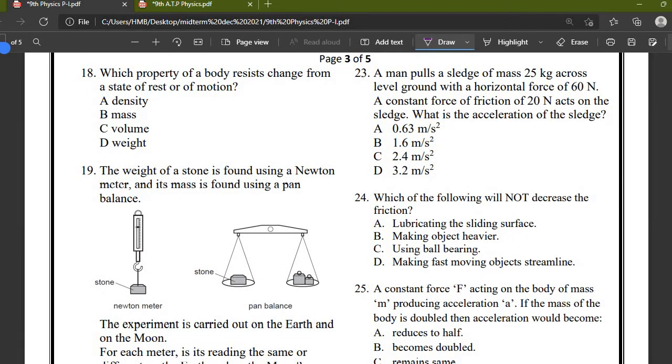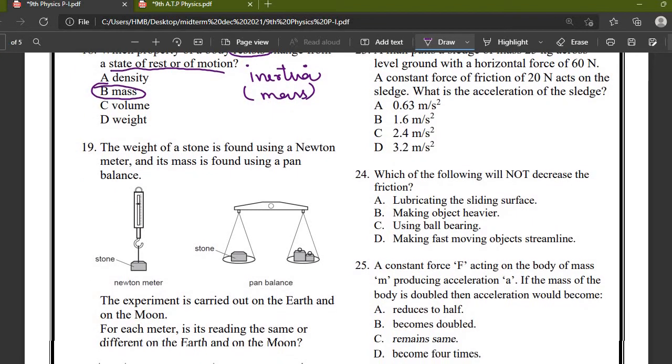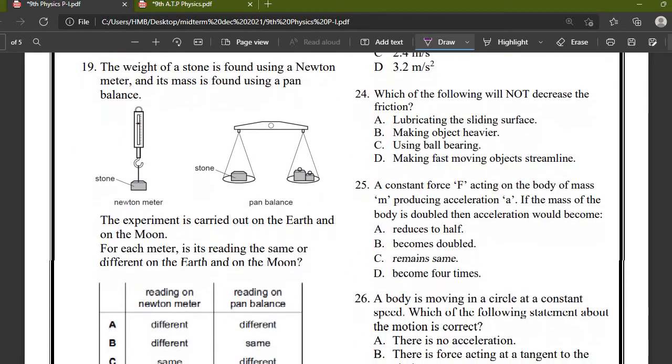Which property of the body resists the change from the state of rest or of motion? The property of the body that resists change in the state of the body is known as inertia, and this inertia depends on mass. So the correct answer is mass of the body. The greater the mass, the greater will be the inertia and the more difficult for it to change the state of its body.